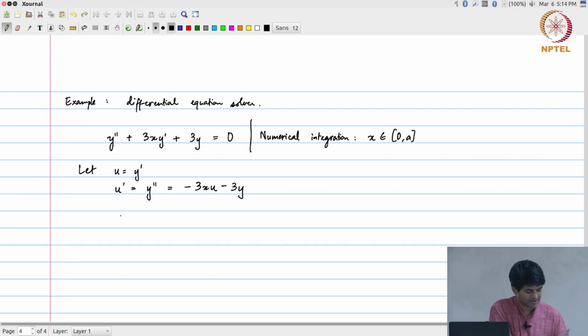So, what does this mean? It means that the new value of u is going to be given by the old value plus u prime dx. X new is going to be given by x old plus dx, u new is going to be given by u old plus u prime dx, and y new is going to be given by y old plus, well, y prime is u, so u dx.